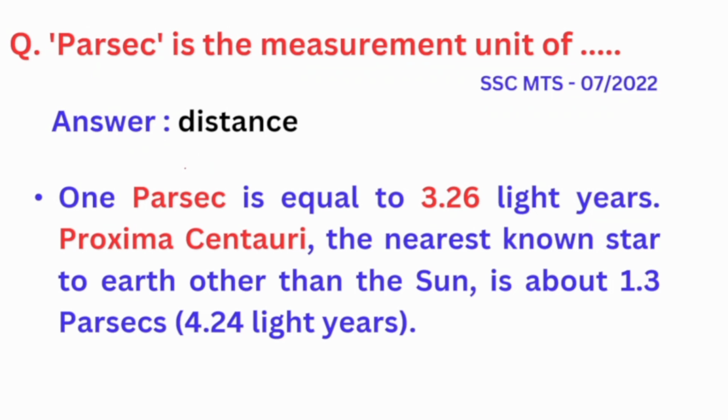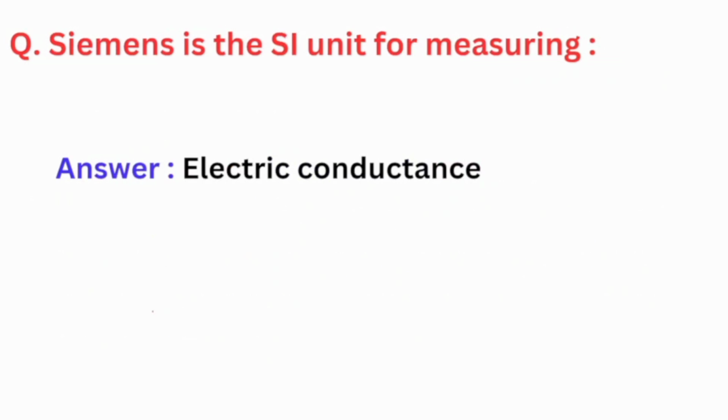Next is parsec is the measurement unit of, just we discussed that parsec is used to measure distance. 1 parsec is equal to 3.26 light years. Proxima Centauri, the nearest known star to Earth other than the Sun, is about 1.3 parsecs. It's very important. Let's move on to next question.